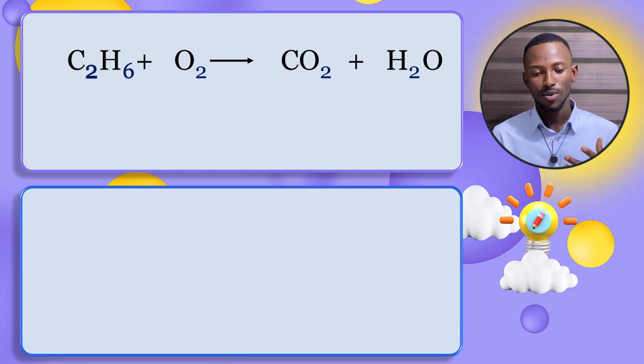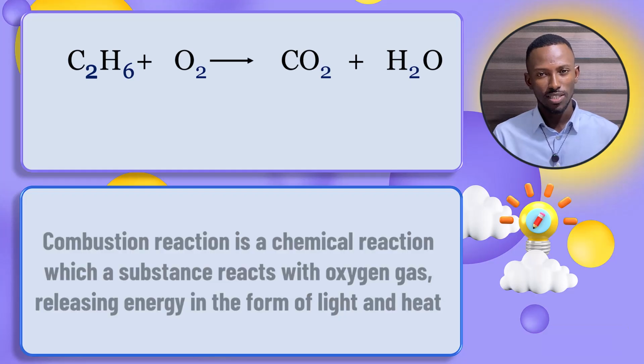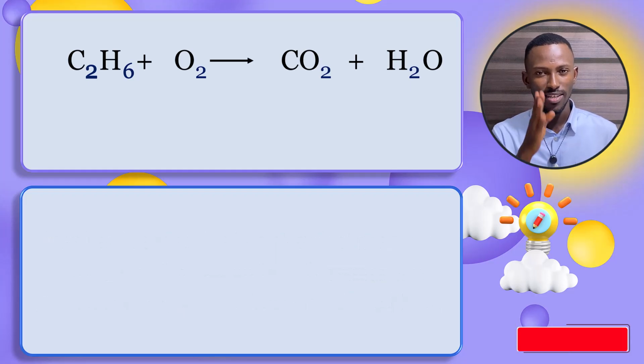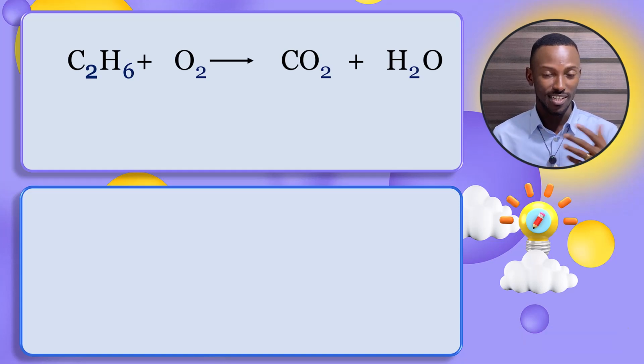Basically, what I mean by combustion reaction is the reaction between these alkanes and oxygen to produce carbon dioxide and water. So I'll be showing some 3 or 4 simple steps that will help you to balance this reaction and any kind of reaction that involves a reaction between oxygen and alkane.